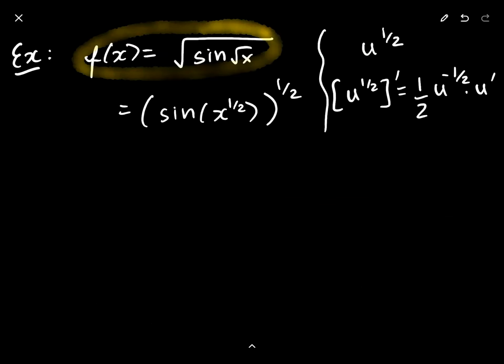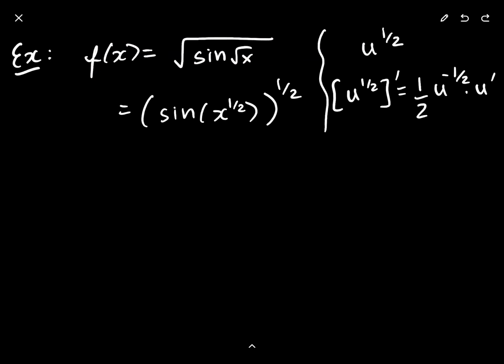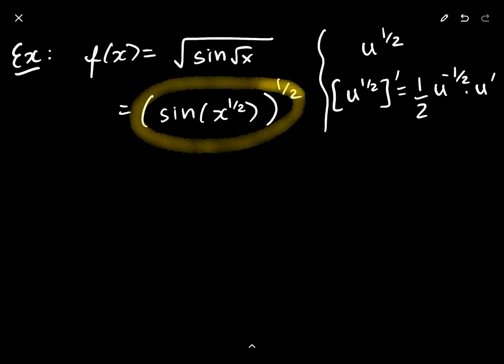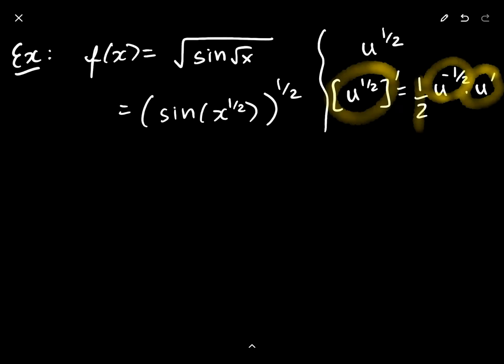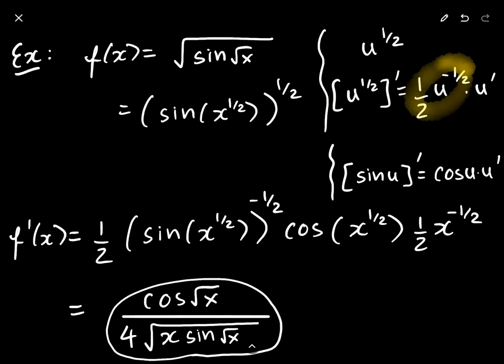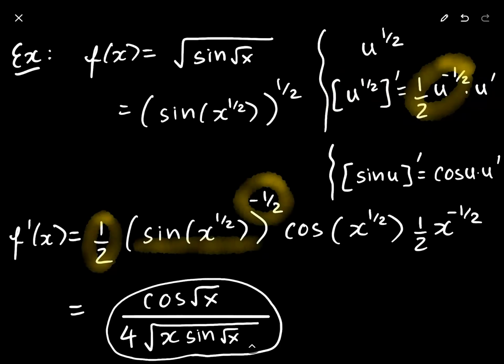Next we have the function square root of sine of square root x. Here we can rewrite the square roots with power half. We have sine of x to the half, all to power half. So we see the outer function is the power half, and we will use the chain rule with u to the half. The derivative of u to the half is 1/2 u to the minus half times u prime. So when we take the derivative, we'll have 1/2 u to the minus half.